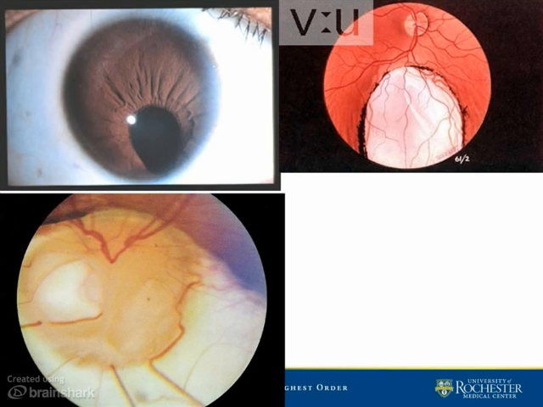Here are a number of photographs of other manifestations of coloboma. The top left picture shows an iris coloboma, which is typically infranasal. The patient in the top right picture has a large inferior retinal choroidal coloboma. And then the bottom left picture shows a large coloboma incorporating both the optic nerve and the inferior retina.